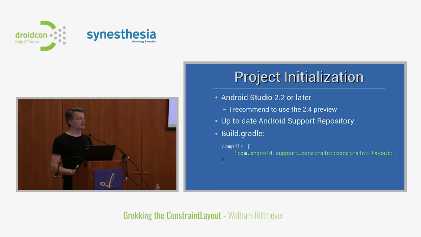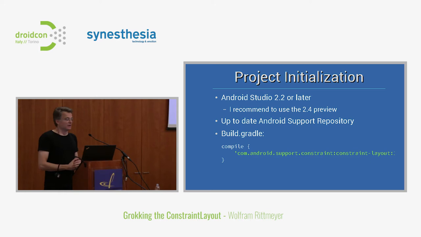You also need an up-to-date Android support repository, and then add this line to the build.gradle. We are at 1.0.2 right now with the constraint layout. They had about 8 alpha versions, 5 beta versions, so they were really eagerly working on the layout and improving it constantly, and taking into consideration what the community said or wished for.